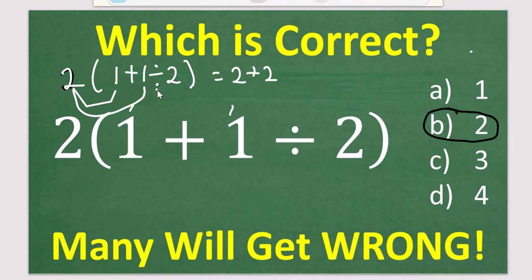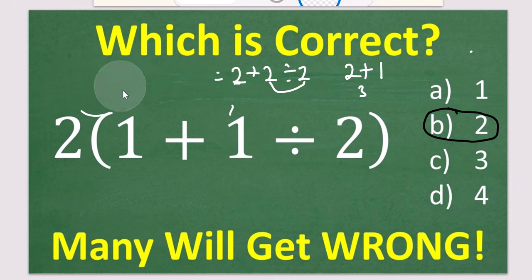But what about this division sign? Are you going to multiply also 2 by 2 and neglect this division sign and say 2 plus 2 divided by 2, which is 1.3? No, this approach is very wrong. So these are the kinds of approaches people might use.